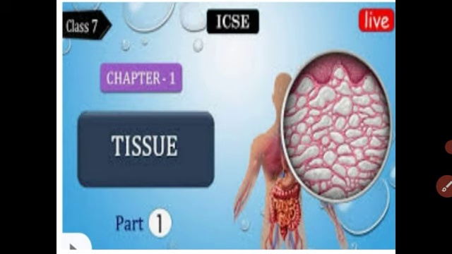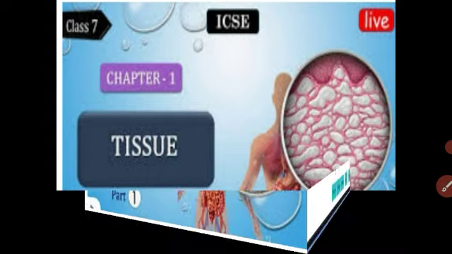Okay, I know, students, you understand what is meant by tissue. Tissue is a group of cells. They perform a common function and have a common origin. So everybody knows what is meant by tissue. Let us start the video, in which we are going to study the types of tissue.